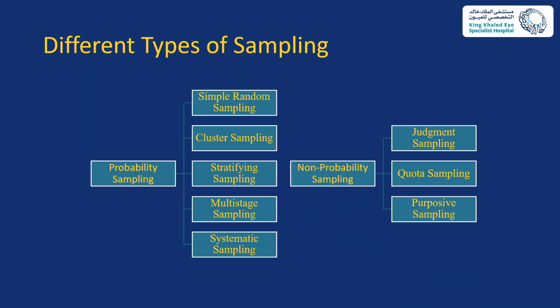So there are two main types of sampling. One is the so-called probability sampling, and the other one is called the non-probability sampling. To cut it short, we don't use in medical studies the so-called non-probability sampling, because as you can see, it consists of judgment, quota sampling, and purposive sampling, and this is most probably used in social sciences. So in medical biostatistics, we use random sampling, cluster sampling, stratified sampling, multi-stage sampling, and systematic sampling.